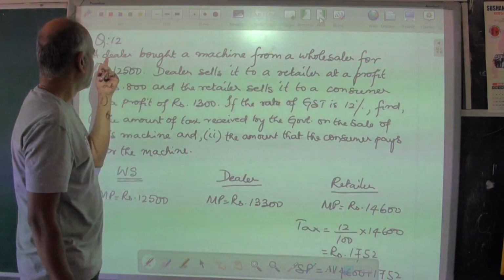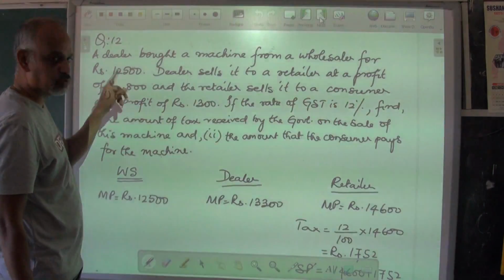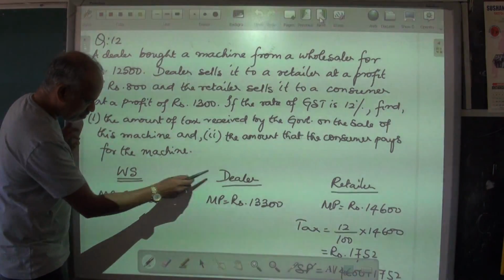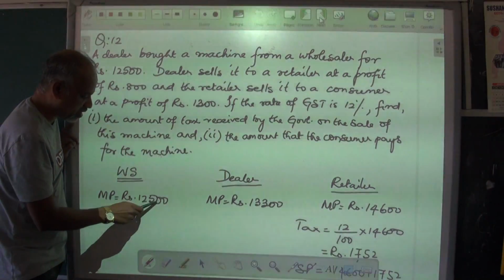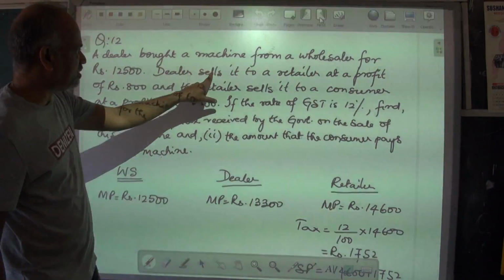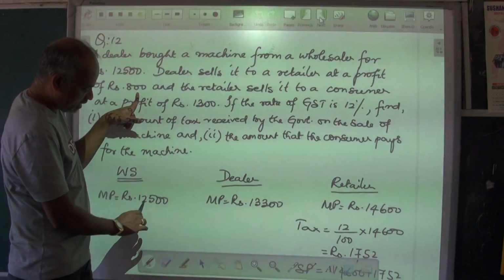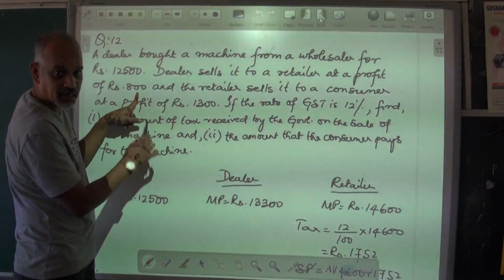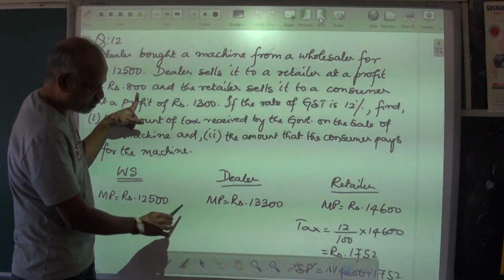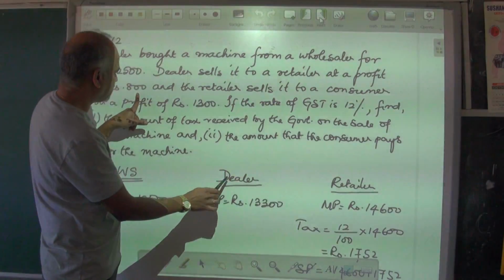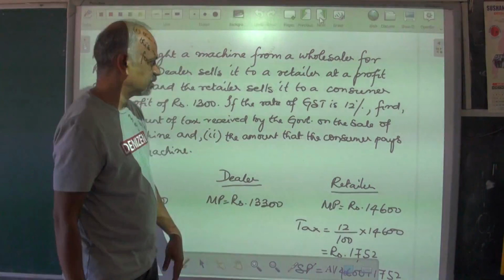So, three people are involved here who are selling this article. It says a dealer bought a machine from a wholesaler for rupees 12,500. The dealer buys it from the wholesaler for a mark price of rupees 12,500. The dealer sells it to a retailer at a profit of rupees 800, which means he is going to increase this price by 800 more rupees. So add 800 to this, that will give you 13,300 as the mark price of the dealer, because the dealer is going to sell it to the retailer.